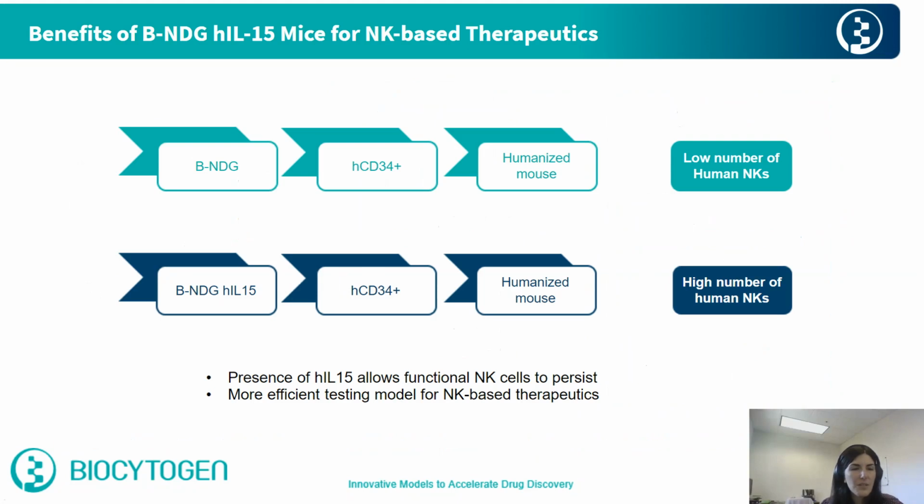To summarize the utility of this model, insertion of the human IL-15 gene really allows higher numbers of functional NK cells to persist in this model after engraftment and reconstitution of CD34 positive human hematopoietic stem cells. And ultimately, this yields a more efficient model for testing NK-based immunotherapies.